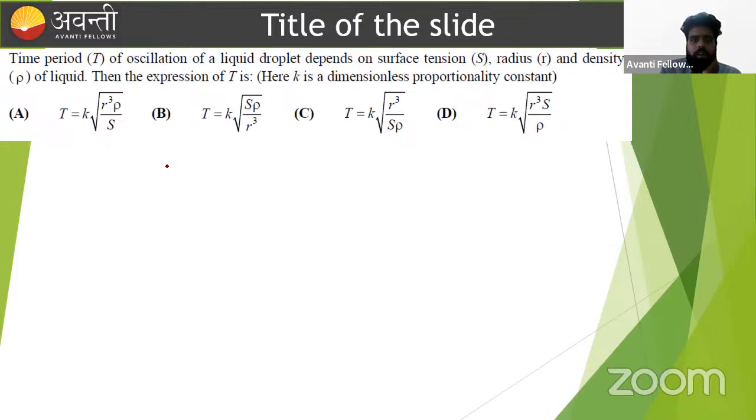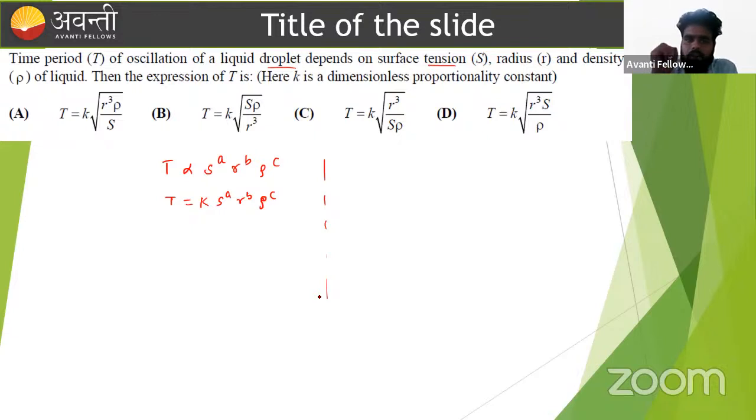The time period of oscillation of a liquid drop depends upon surface tension. Suppose surface tension raised to power A, radius raised to power B, density raised to power C. Then we incorporate a constant here, that S is a constant. What we have to do next is write down the dimensions on both sides, then find out the values of A, B, C by using dimensional analysis, then put in the values and we will get the right answer. This is the exact procedure.